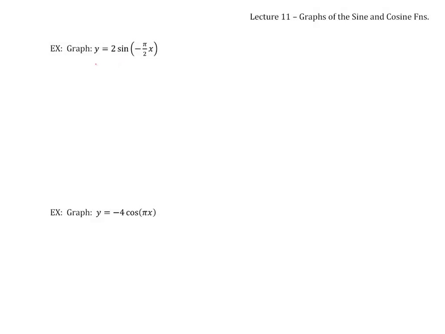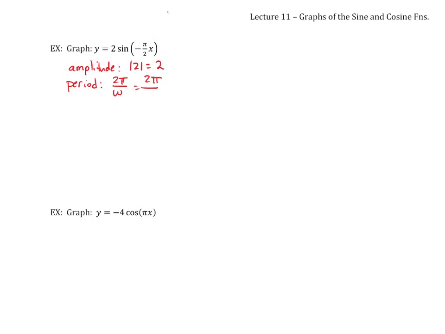Now we go through the same process one more time. Let's identify the amplitude, which is the absolute value of A. In this case it will be 2. Let's do the period. I need a little bit of algebra here. 2 pi over omega is going to be 2 pi over. Now we've got a problem.